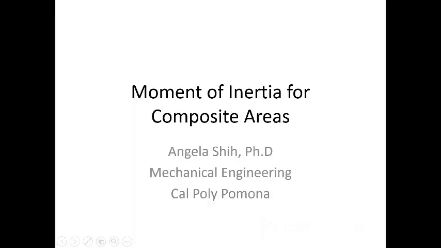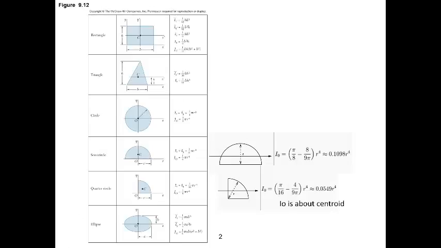Okay, so as promised, let's continue Tuesday's lecture. Here's an example of a moment of inertia for composite areas, and this is something similar to what you will have on the final. Let's go ahead and refresh our memory. This is the table from your textbook, chapter 9, and notice I added a couple more moment of inertia entries on the right.